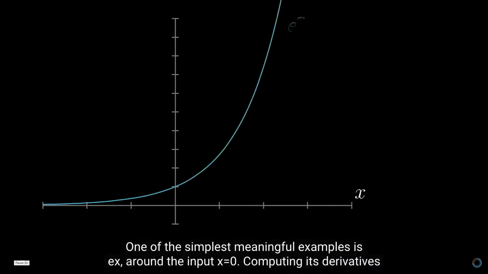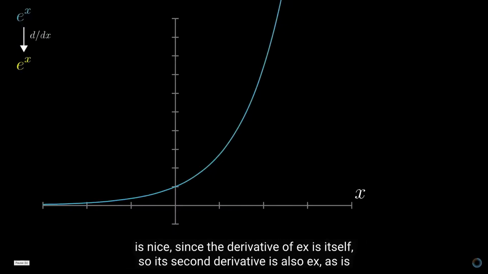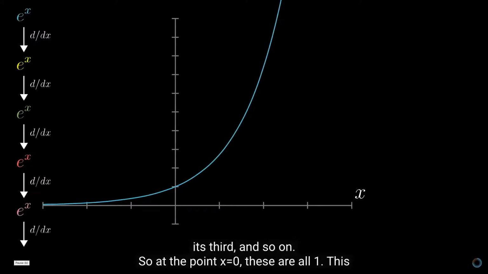One of the simplest meaningful examples of this is the function e to the x around the input x equals 0. Computing the derivatives is as nice as it gets, because the derivative of e to the x is itself. So the second derivative is also e to the x, as is its third, and so on. So at the point x equals 0, all of these are equal to 1.